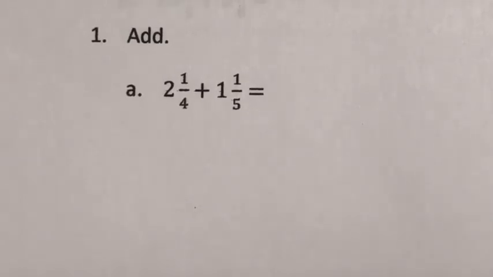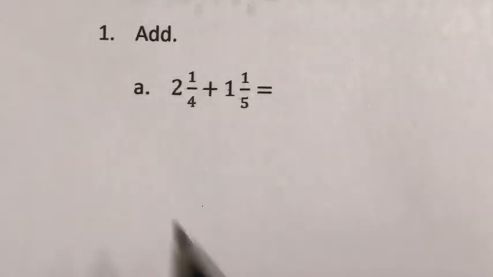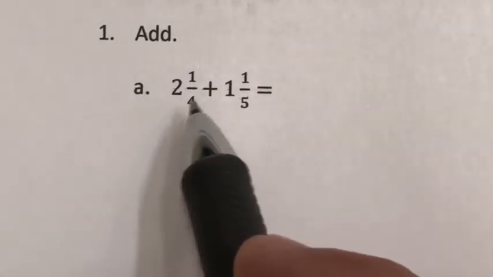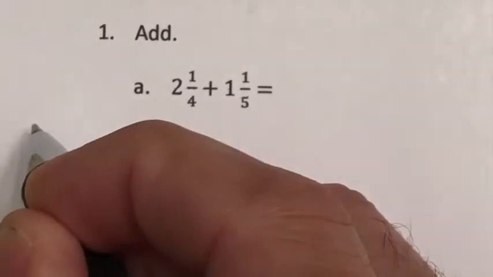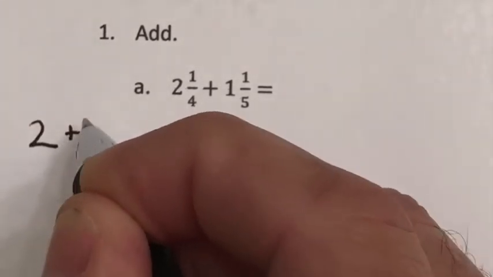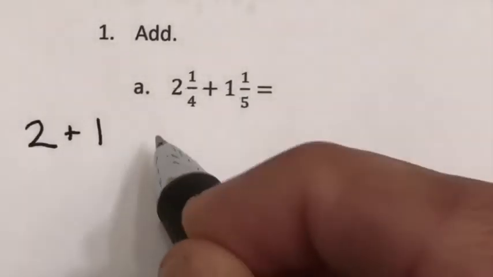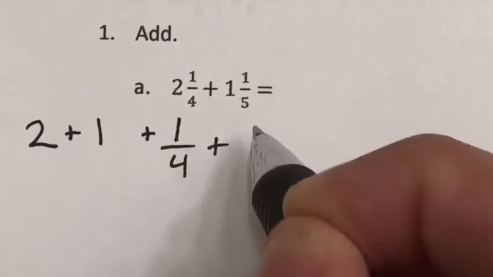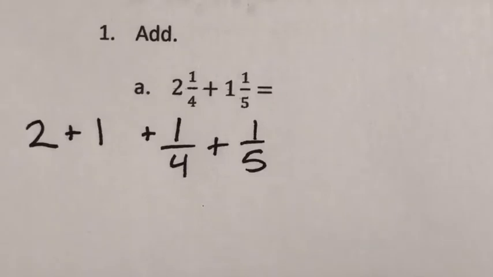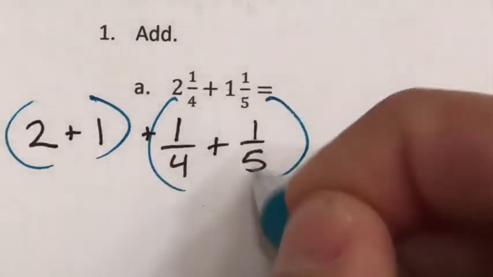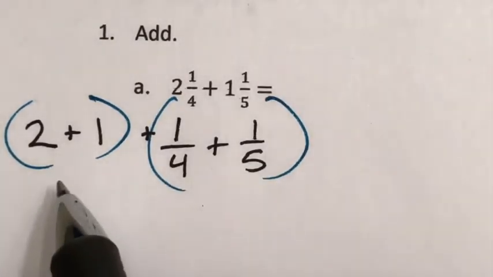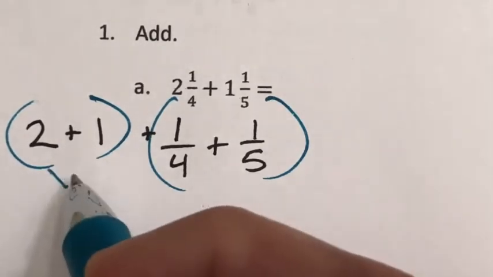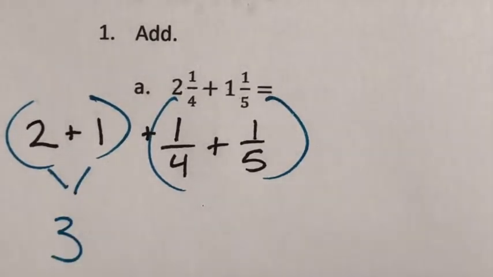So I'll kind of explain myself a little bit better here. So let's take a look at this. Ladies and gentlemen, I'm going to take this 2. I'm going to take this 1, our whole numbers. I'm going to write 2 plus 1. Okay? Then I'm going to say 1/4 plus 1/5. We can kind of look at this as two separate problems, and if you want to put parentheses around them, it may help just to kind of know what you're doing first. Okay, ladies and gentlemen, I know 2 plus 1 equals 3. So our final answer is going to be 3 plus 1/4 plus 1/5.